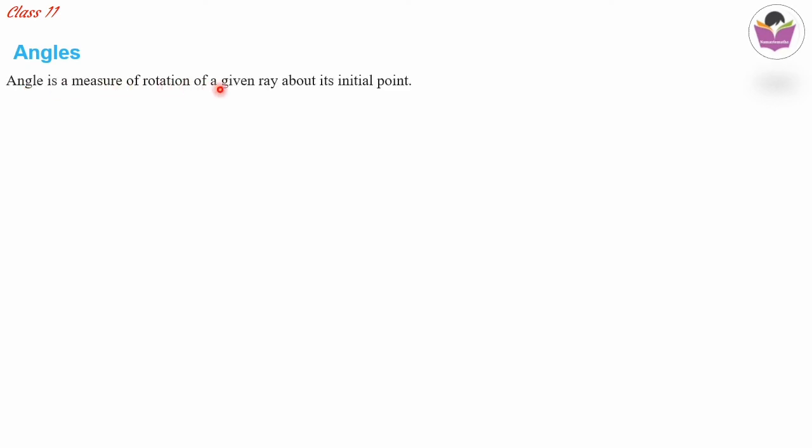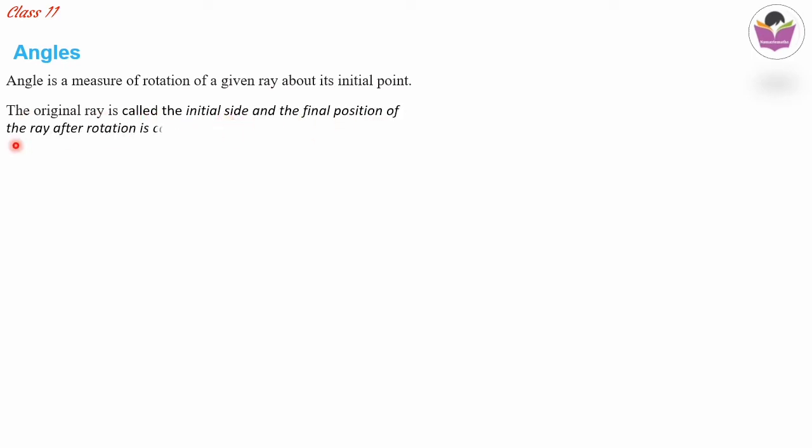Angle is a measure of rotation of a given ray about its initial point. It's a measure of rotation, how much a ray is rotated from the initial point. That measurement is called the angle. The original ray is called the initial side, and the final position of the ray after rotation is called the terminal side of the angle.